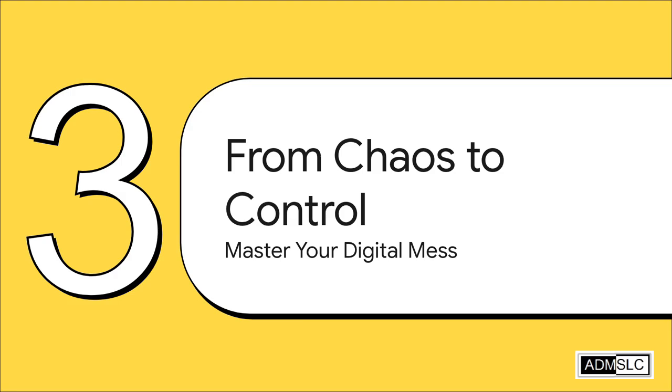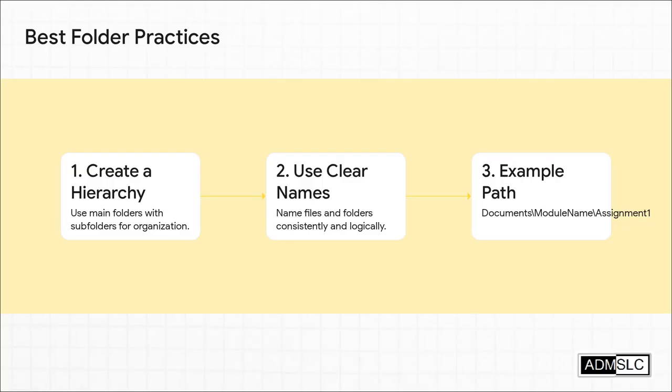Okay, so the theory is great, but let's get practical. Understanding how this all works is step one. Step two is using that knowledge to go from a total digital mess to being in complete organized control. Honestly, the secret is just a logical folder structure. Please don't just dump everything on your desktop. Create a clear hierarchy. For example, have a main documents folder, then create subfolders for each class or project, and maybe even more folders inside those for things like assignments or research. Use clear, consistent names, and I promise you'll never lose a file again.